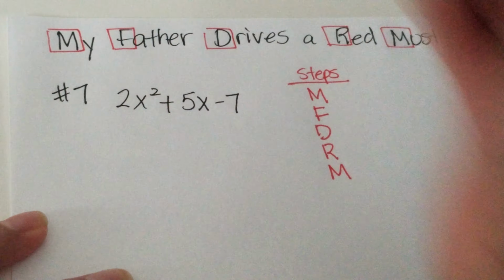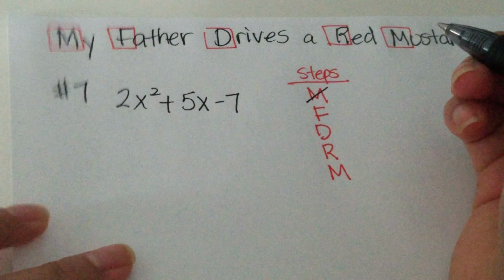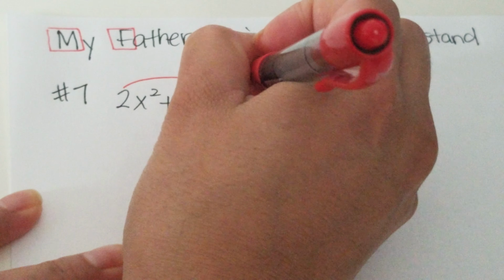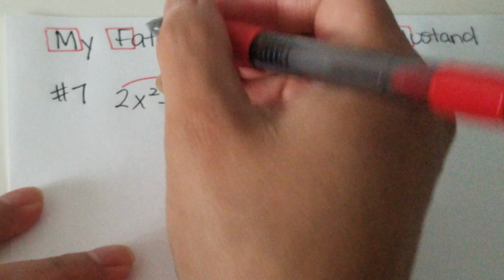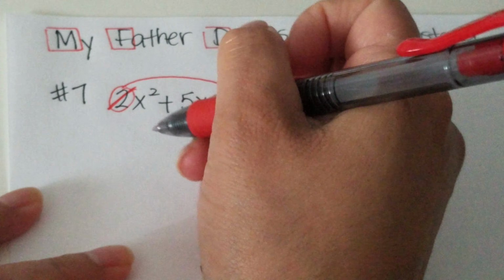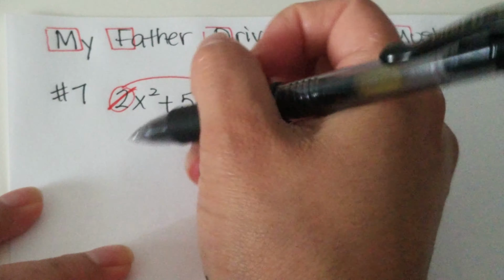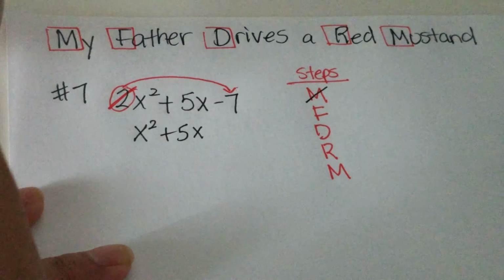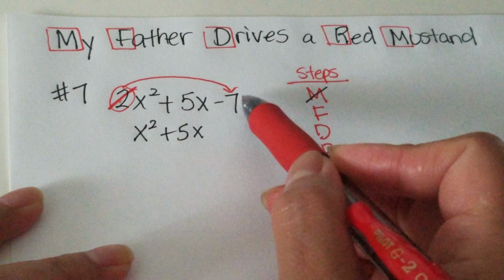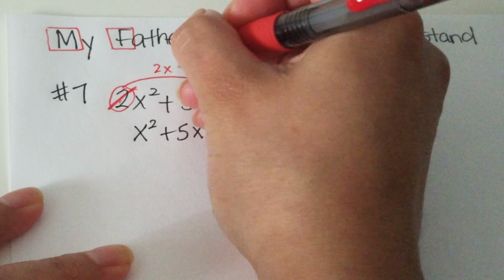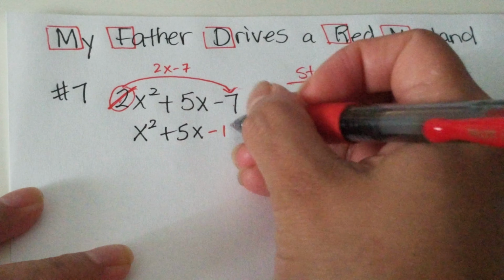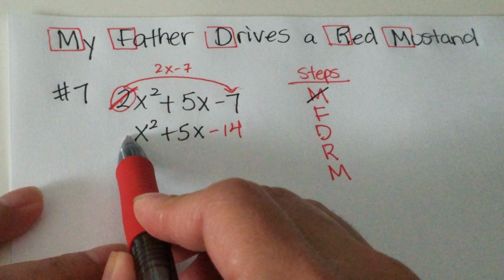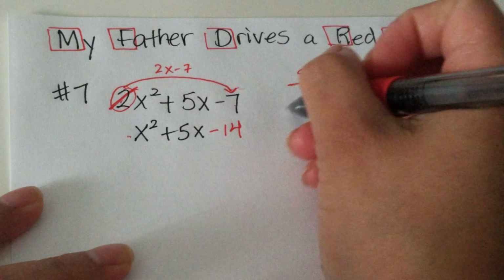So let's do it. First, we're gonna multiply this number 2 times this number. Because we want the leading coefficient to be 1, we're gonna get rid of these 2 for now, and let's write it like this: x squared plus 5x, and then right here is where we put that multiplication. So 2 times -7 is -14, right? -14. So notice that now we don't have that 2 right here. We got rid of it. So that's this step.